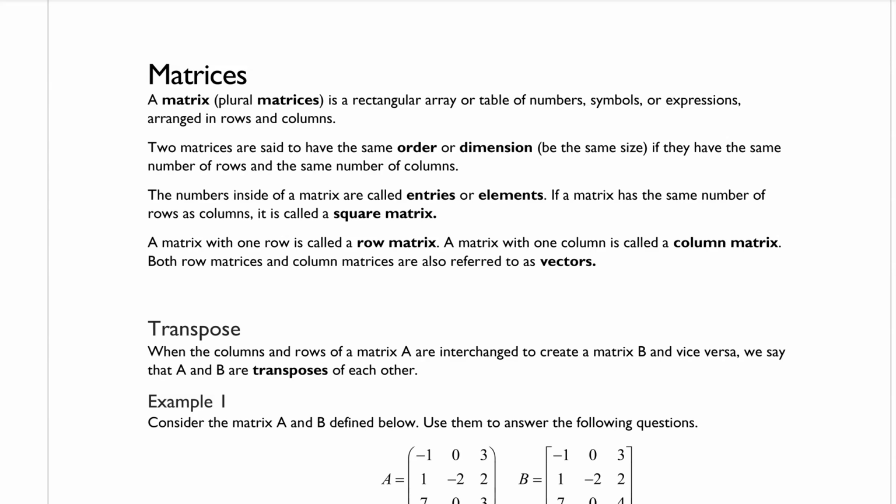The numbers inside of a matrix are called entries, or the elements of a matrix. If a matrix has the same number of rows as columns, it is called a square matrix. A matrix with one row is called a row matrix. A matrix with one column is called a column matrix, and both of these are examples of what are also called vectors.